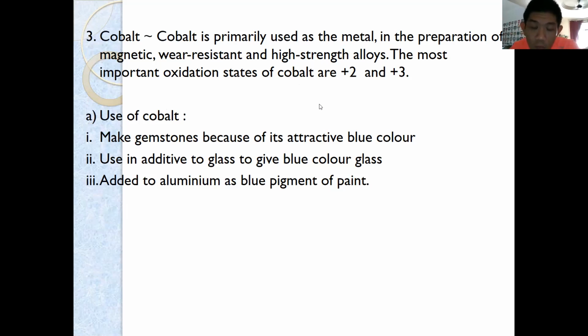Cobalt +2 is blue in color, and it is often used to make gemstones because of its attractive blue sapphire color. It is also added to glass to give the blue color of glass. It is added together with aluminium to form the blue pigment in paint. Okay, so these are the usages of cobalt, nothing much really.